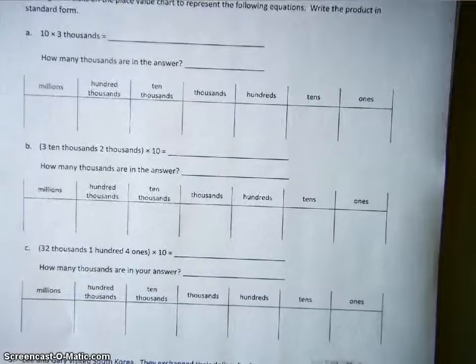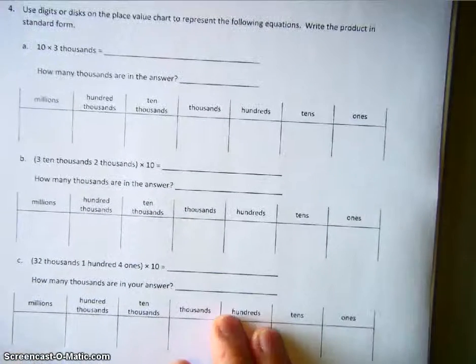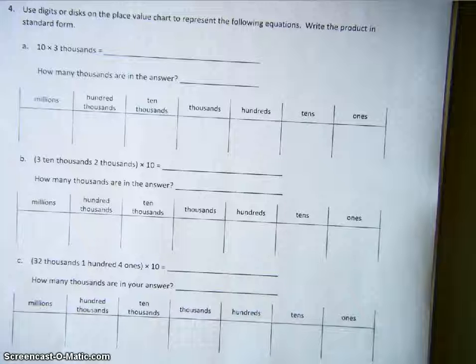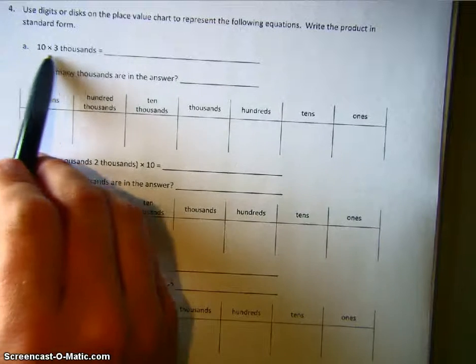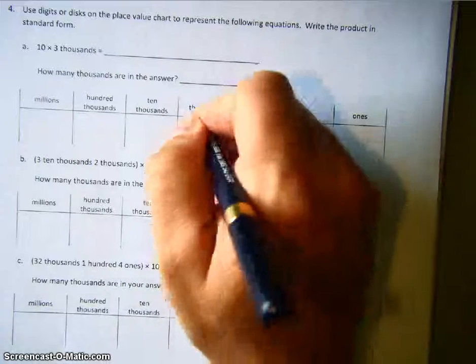Okay, moving on to our next page, we're going to take a look at some digits on the place value chart with some multiplication. So 4 says, use digits or discs on the place value chart to represent the following equations. And we're going to write the product in standard form. Okay, so we can either use number discs or just the regular digits. So for here we have 10 times 3,000. So I'm going to do this one with number discs, and then we'll work our way off of the number discs. So we have 3,000s.